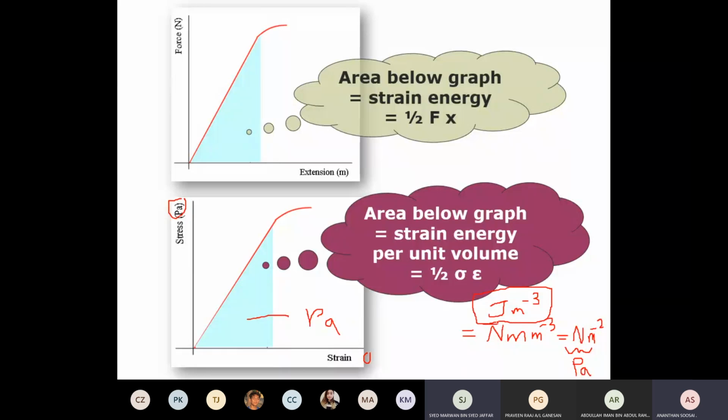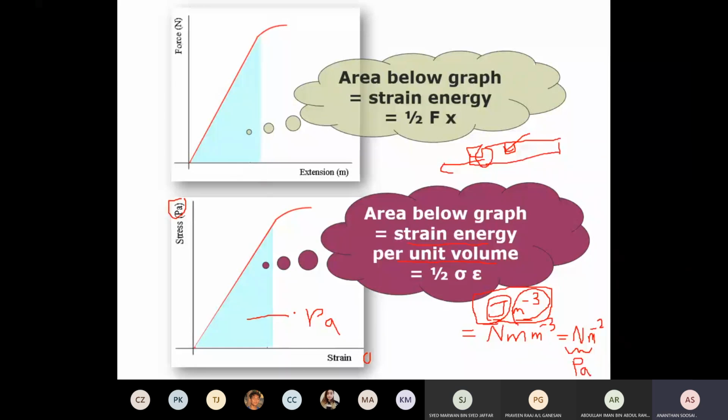Joule per meter cubed. So what is meant by joule per meter cubed? Energy stored per unit volume. That's why I say the area below the graph is also strain energy per unit volume of the material. Let's say you have a material, and when you apply a force, you are going to extend it. How much strain energy is stored per unit volume of the material is the area under the stress versus strain graph.